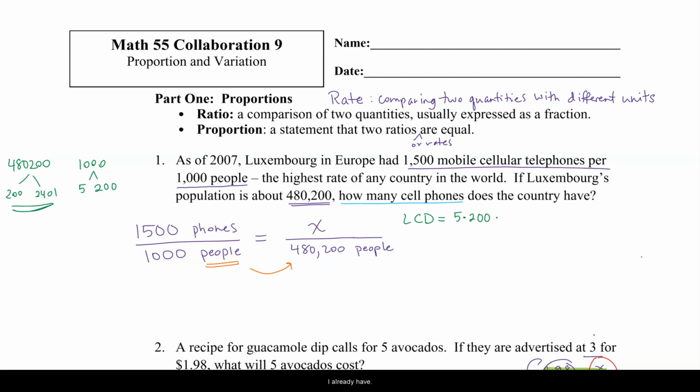I already have 200 in my LCD, so I do not need to copy that again. But I need 2401, so let's include that in the LCD. We're going to take this number. I'm not multiplying it out. Know that it is 2,401,000. I'm not going to multiply it out though. I'm going to leave it factored so that I can cancel.